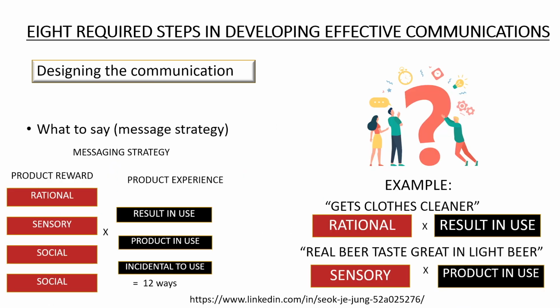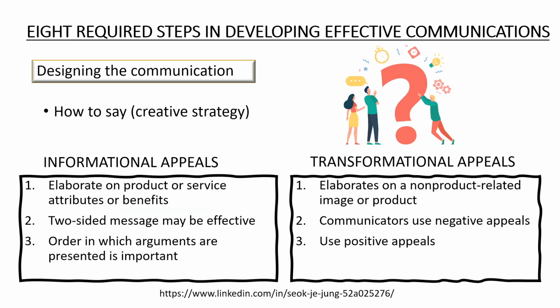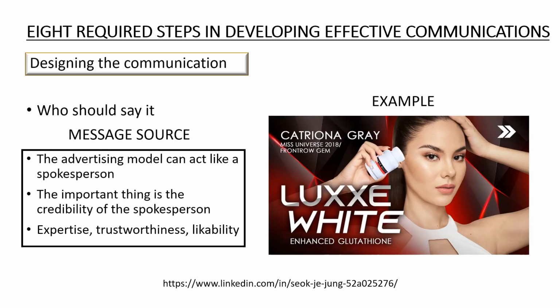Next is designing the communication. It requires answering 3 questions. First is what to say. There can be 3 types of message. The second question is how to say it. It identifies the appeal, or how the communication will attract attention and influence. It has 2 categories. First is informational appeal. The second is transformational appeal. Lastly is who should say it. The important thing is the credibility of the spokesperson.